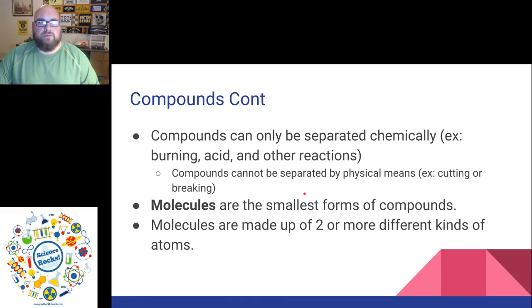Now, the last two points I want to mention real quick are what molecules are specifically. Molecules are the smallest form of a compound. Just like how an atom is the smallest form of an element, molecules, since they have to be made up of two or more elements, are the simplest form. We cannot get down to a single atom because it requires at least two different types of atoms to create a molecule or compound.